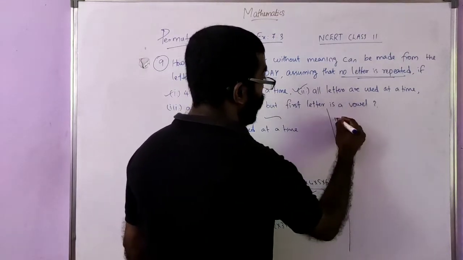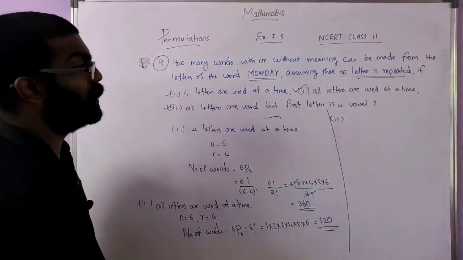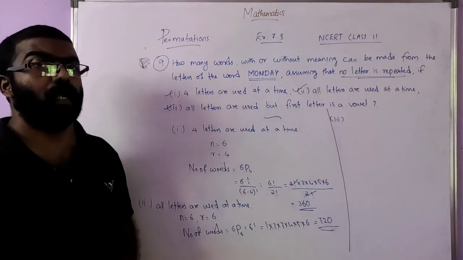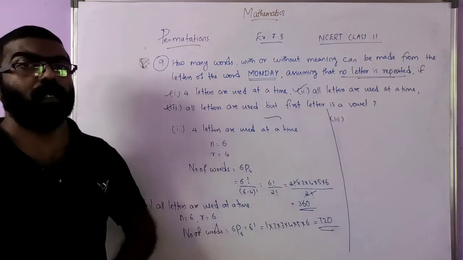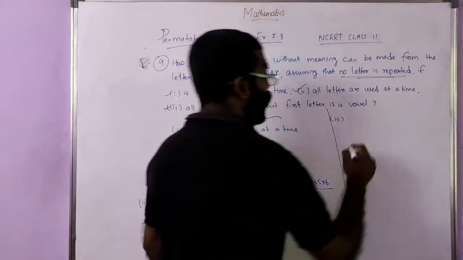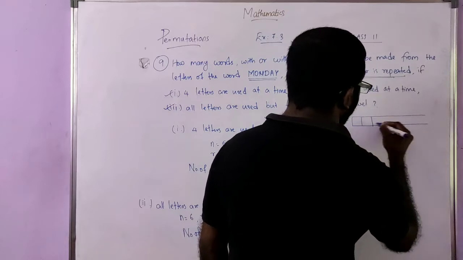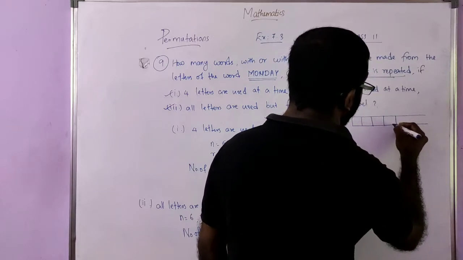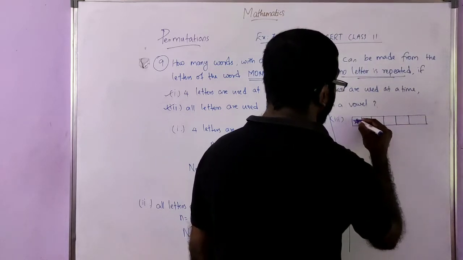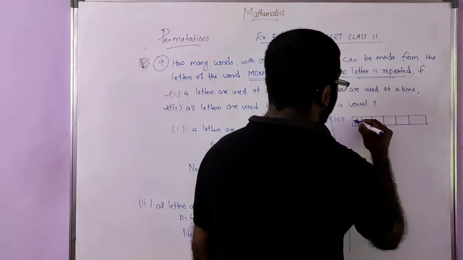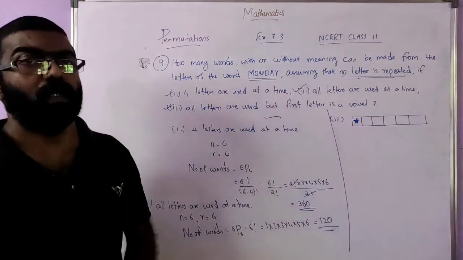Now we can take the third one. All letters are used, but the first letter is a vowel. We can use all the 6 letters, but there is a condition that the first letter is a vowel sound. So we can consider this as a special case. We can locate 6 different places for 6 letters, and we can treat the first place as a special one, because in this first place we can write only a vowel sound.